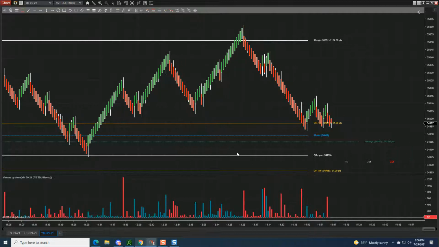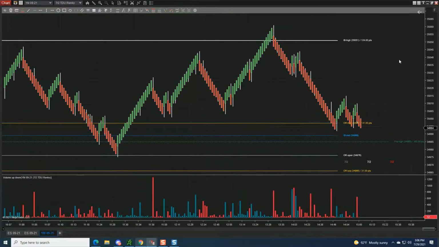So I have in front of us here the September YM. I've got a 7.2 mean Renko bar, the TDU Renko bar. Nothing fancy about what we're doing with it, but there are a couple of things I will point out. One, you'll notice right off the bat that the wicks really stand out because I have them fattened up and in bright white.